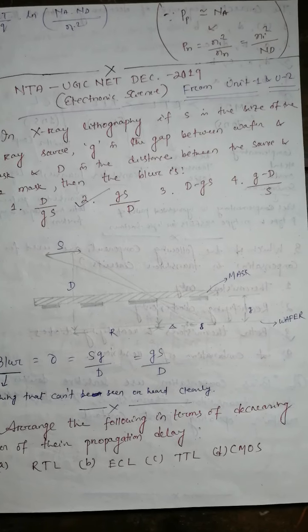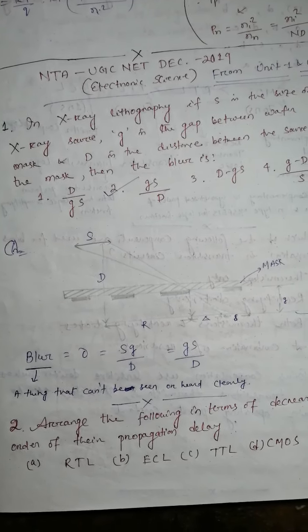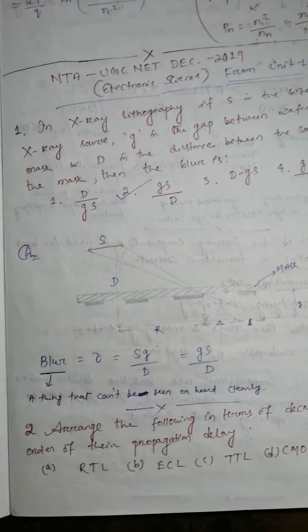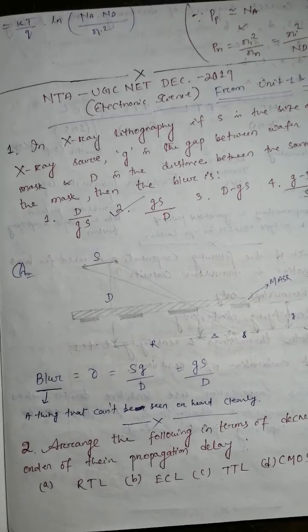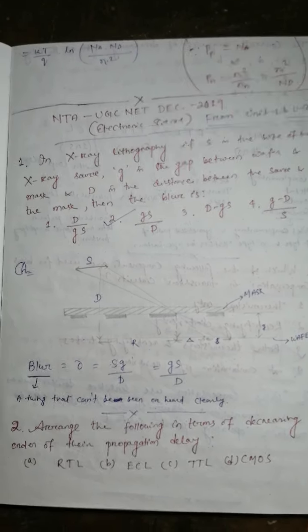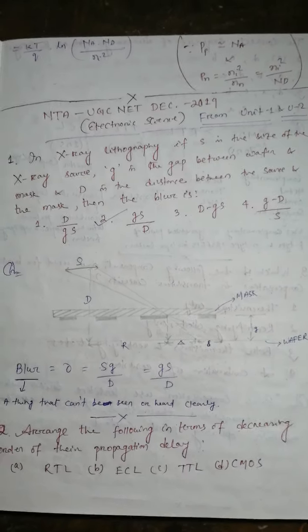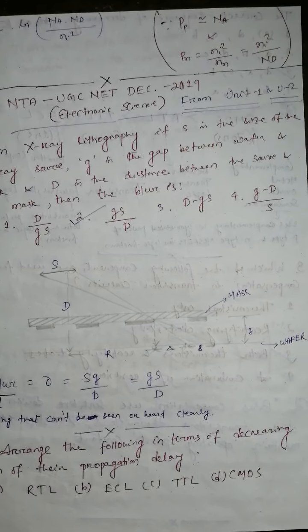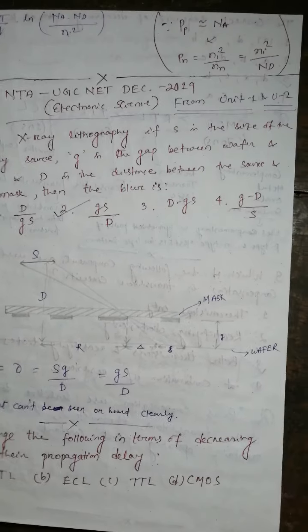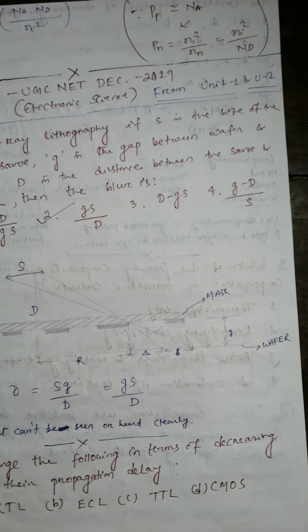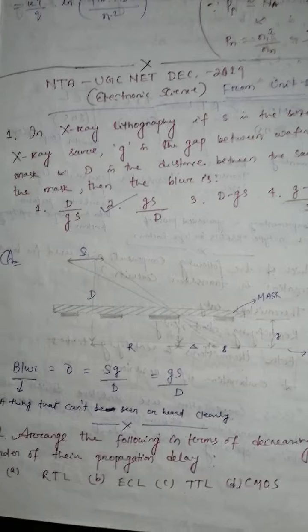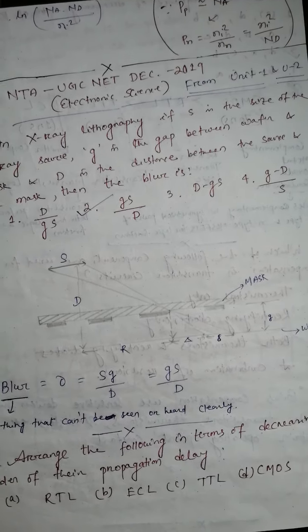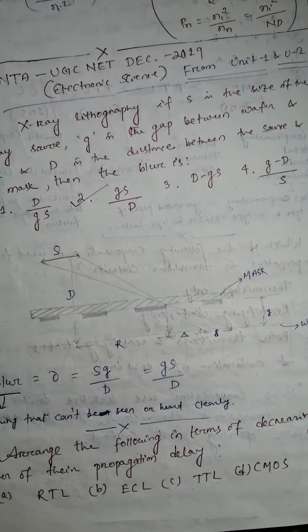Fine. Question number 1. In X-ray lithography, if S is the size of the X-ray source, G is the gap between wafer and mask, and D is the distance between the source and the mask, then the blur is. Options are, option 1 is D by GS, option 2 is GS by D, option 3 is D minus GS, and option 4 is (G minus D) whole divided by S. And the answer is option number 2, that is GS divided by D.